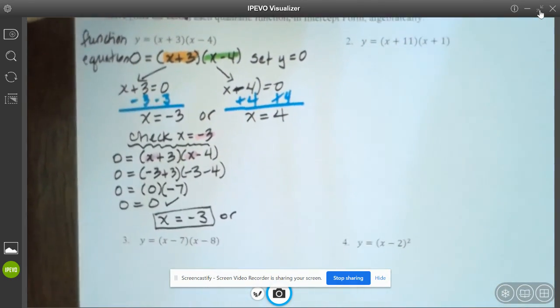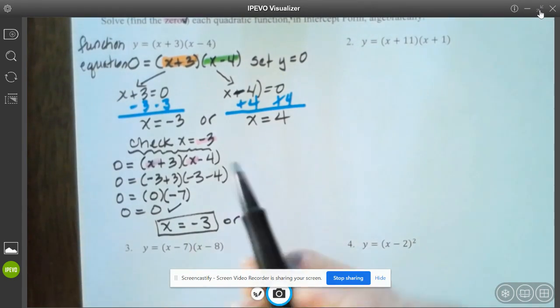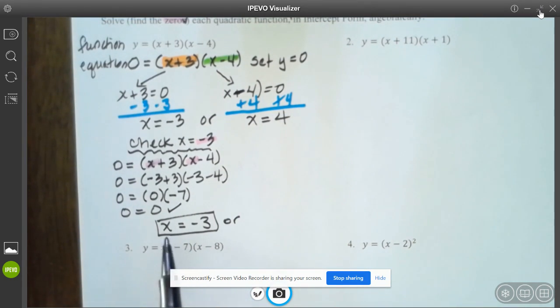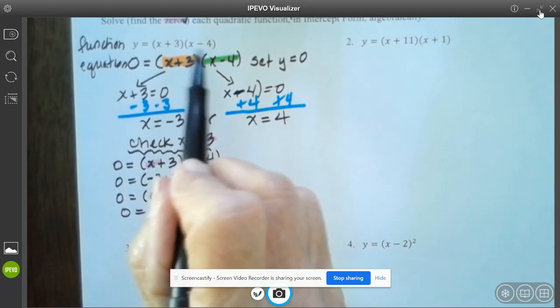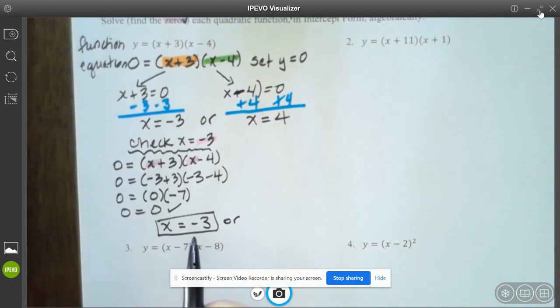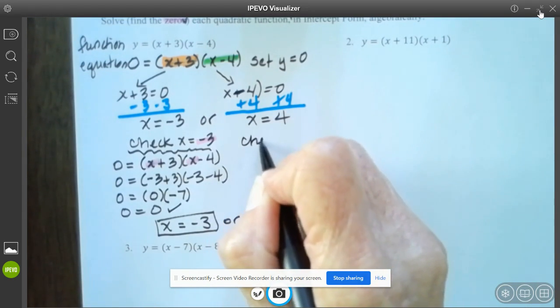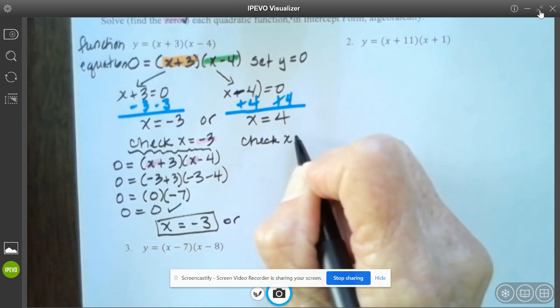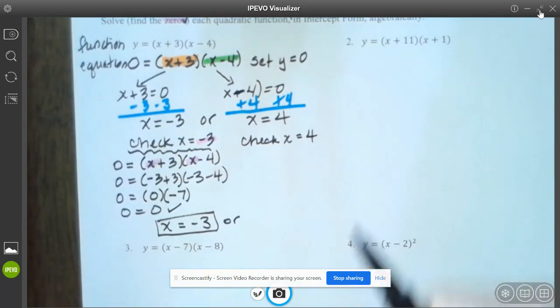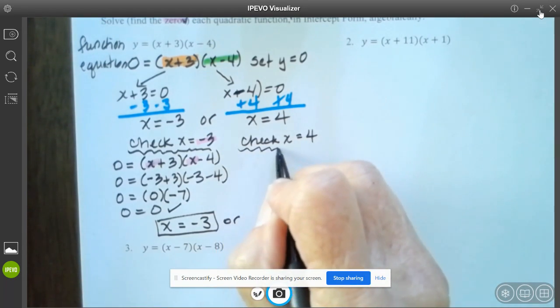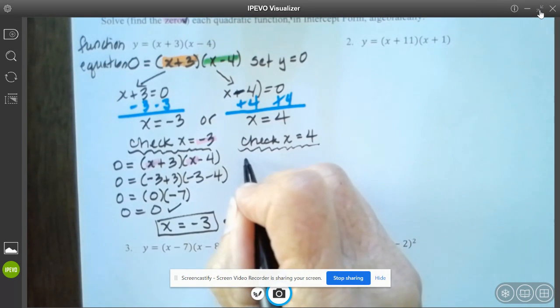I didn't know that you couldn't see this. Now you can. So we know that this is going to intercept. If you were to type this equation into Desmos, you will find that it has two x-intercepts or two zeros. So now let's check that x equals +4. We have to check twice because we have two answers.